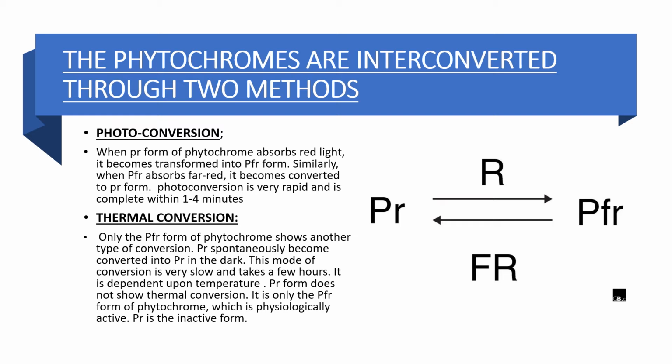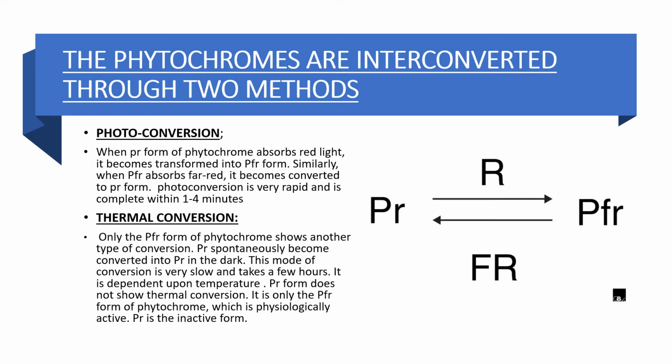Thermal conversion: only the Pfr form of phytochrome shows another type of conversion. Pfr spontaneously becomes converted into Pr in the dark. This mode of conversion is very slow and takes a few hours. It is dependent upon temperature. The Pr form does not show thermal conversion.